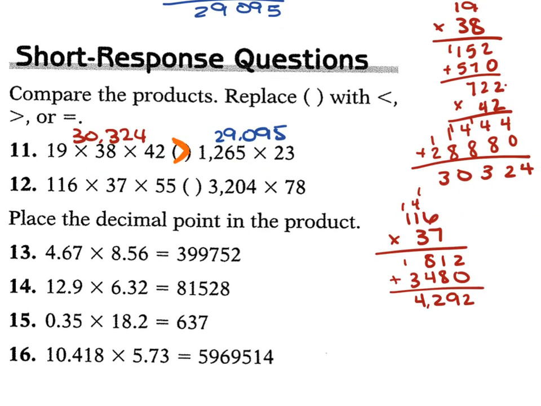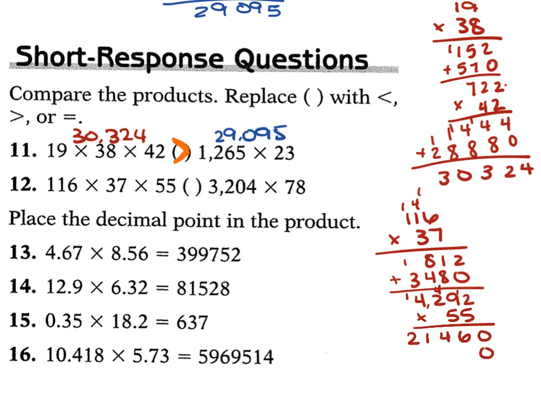If we multiply this then by the 55, 5 times 2 is 10, carry the 1. 5 times 9 is 45, plus 1 is 46. 5 times 2 is 10, plus 4 is 14. And 5 times 4 is 20, plus 1 is 21.